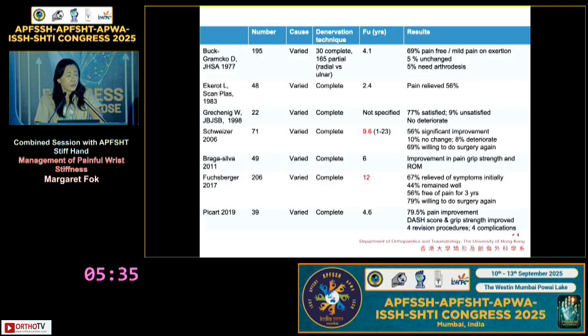But if we're going to ablate them, what are the results? You can see that these are the papers that have been published, and you can see that there are a lot of different numbers with longer follow-up, and there is significant improvement in quite a number of them. But they may actually deteriorate, as you can see at the 9.6 years or the 12 years follow-up. Quite a lot of them do improve initially, but they may actually deteriorate gradually.